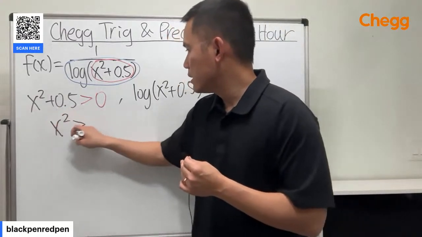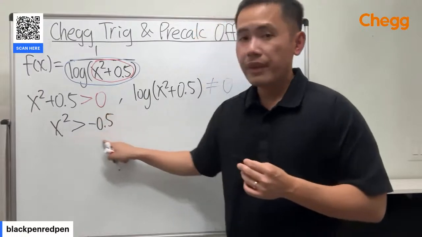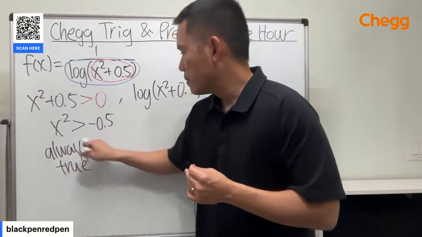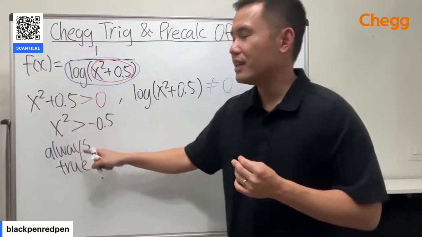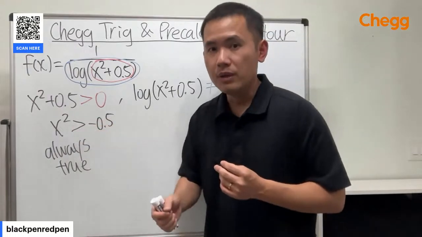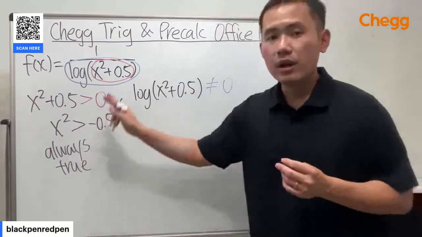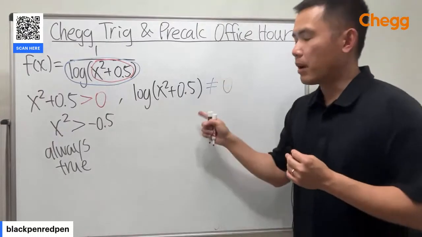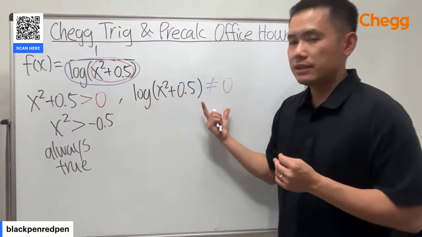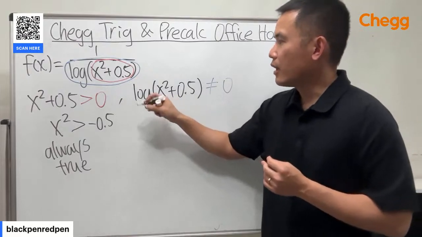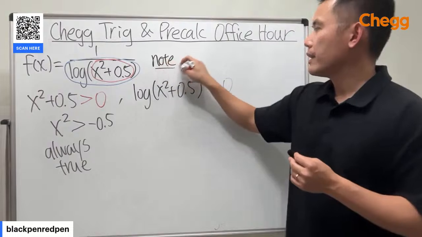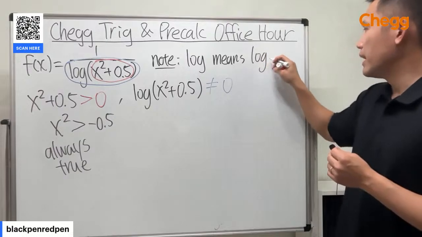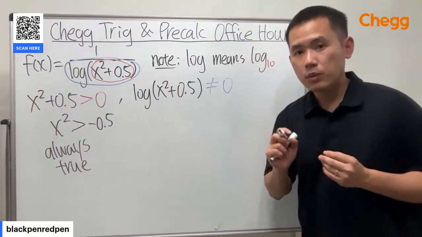Right here, if you subtract 0.5 to both sides, you get x squared greater than negative 0.5. And this right here is always true. Because when you have a real number squared, it's always going to be greater than or equal to 0. Thus, it's greater than a negative number. So this right here is always true, meaning you have no worry for that part. Now, for this part though, we have to solve for this inequality, right? Let's say log is log base 10. It really depends on the software that you use, but I would just say log means log base 10.